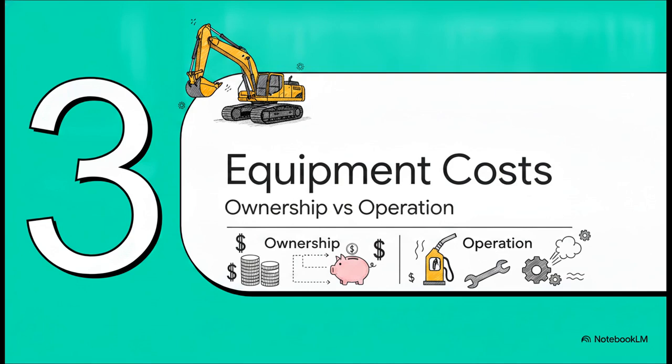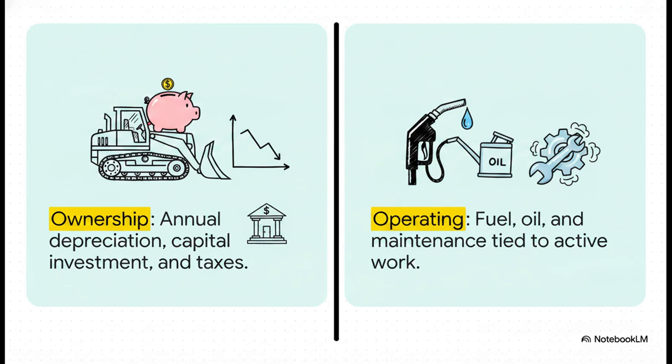Moving right along to Section 3, equipment ownership and operation. When we're talking about heavy machinery, we have to totally separate the financial burden of owning the equipment from the physical cost of running it. Think of owning a machine and operating it as two completely different financial buckets. Your annual ownership cost hits you whether the machine is moving dirt or just collecting dust in a parking lot. It includes depreciation, your return on investment, insurance, and taxes.